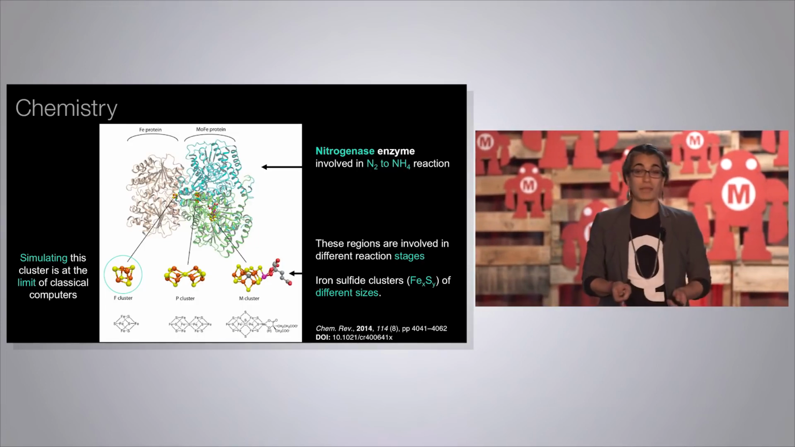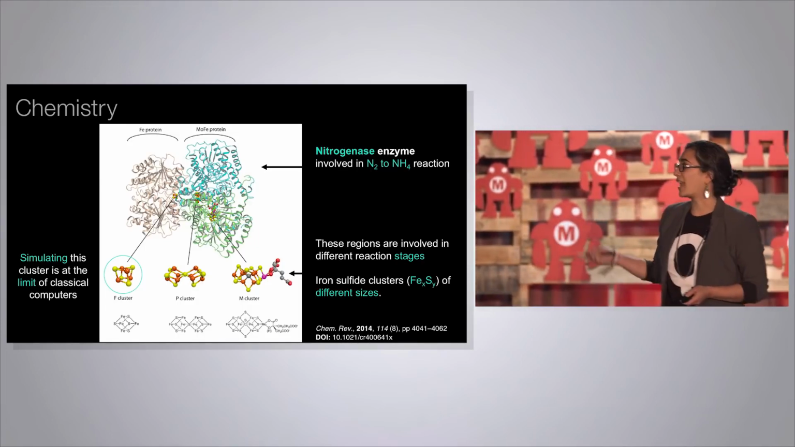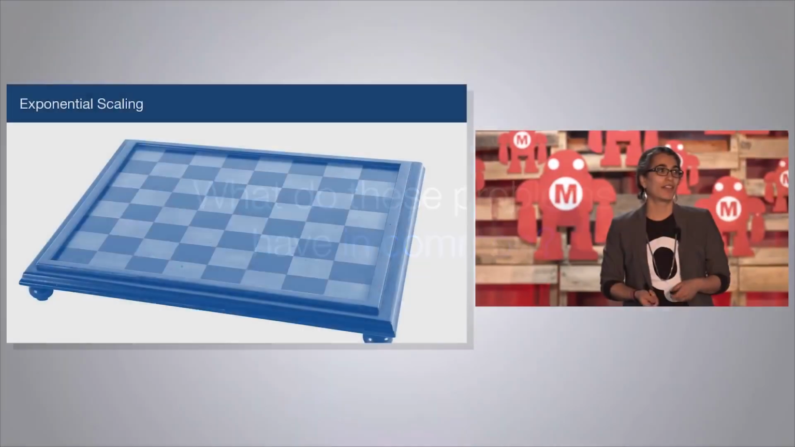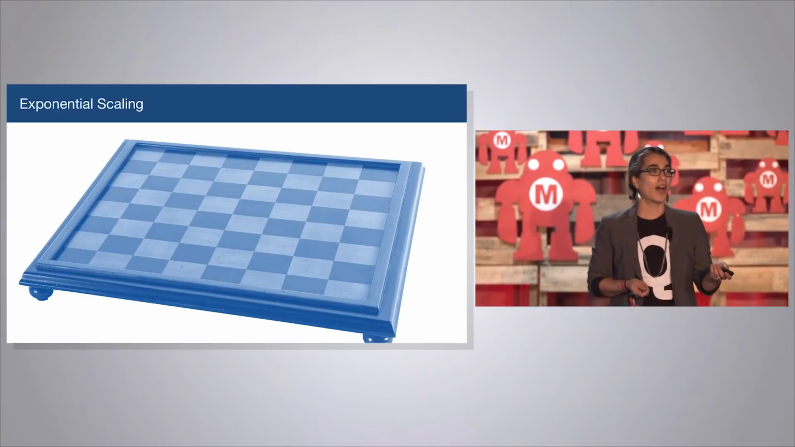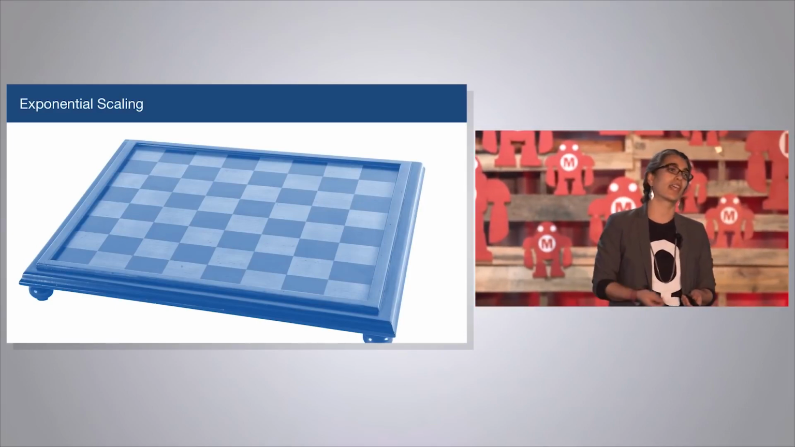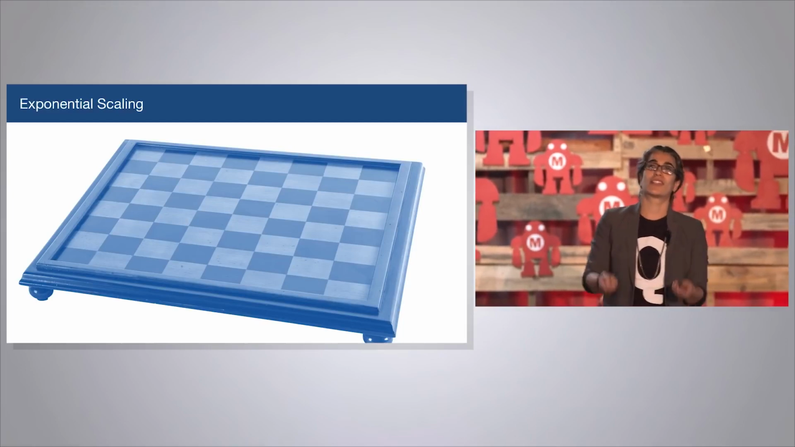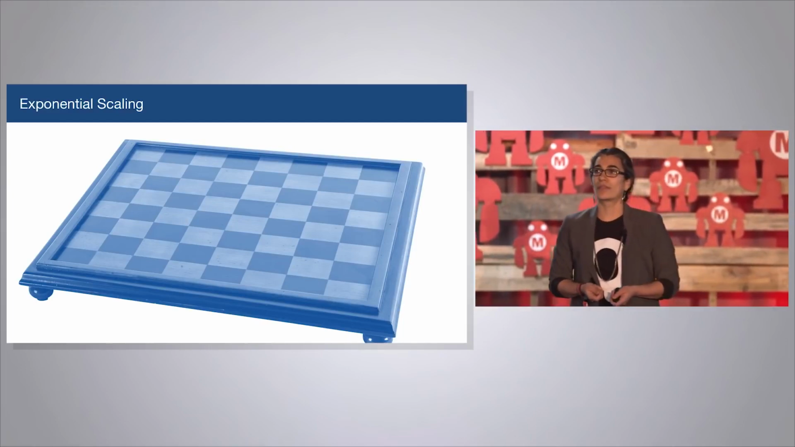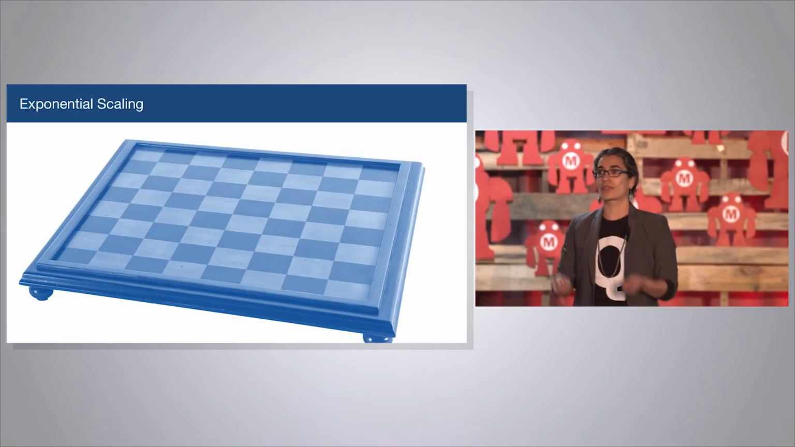Okay, so there's actually many problems that have this characteristic. And what they have in common is this idea of exponential scaling. So there's a classic fable about the power of an exponential. And the fable goes, the creator of the game of chess brought the chessboard to the emperor, and the emperor said, I love this game. What can I give you as a reward?